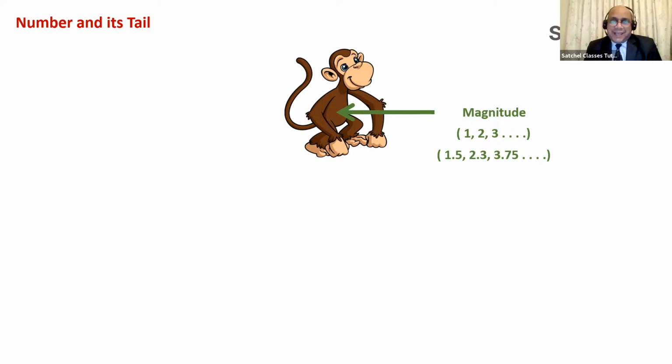So what's the tail of a number? The tail of a number is the sign it carries. Yes, it is plus or minus. It can be a positive number or a negative number. So every number has a tail. There cannot be a number without a tail. Every number can be positive or negative, a plus or a minus, right?